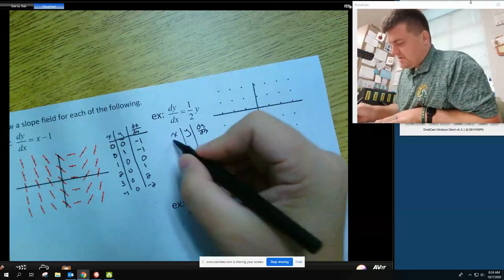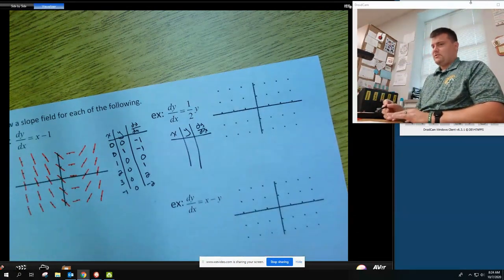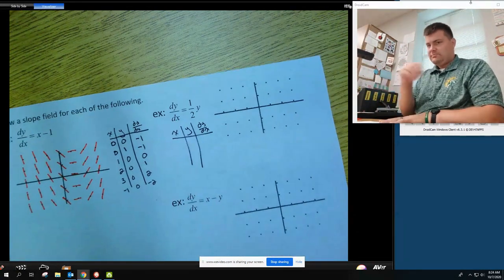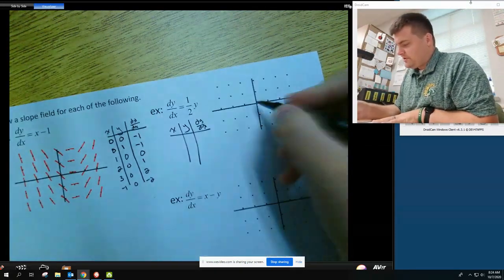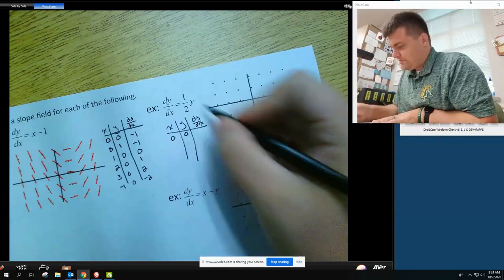Now in this one, I don't see any x's. So that means nothing is going to change horizontally. There's no x's, so it doesn't matter what my x number is. So let's do 0, 0. I'm plugging in a 0, 0. My slope is going to be 0.